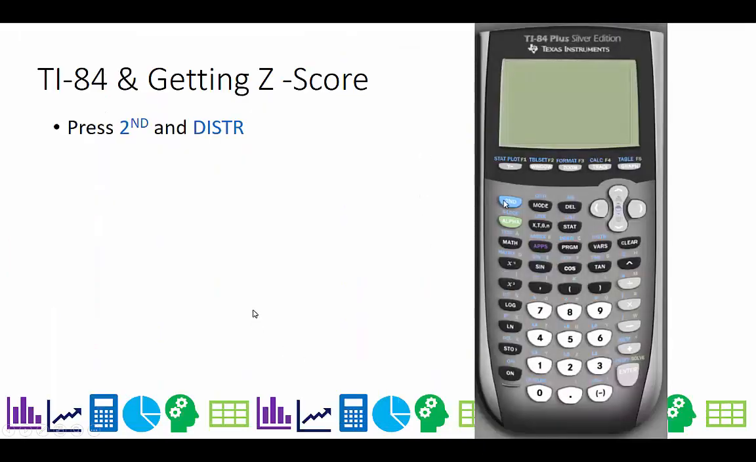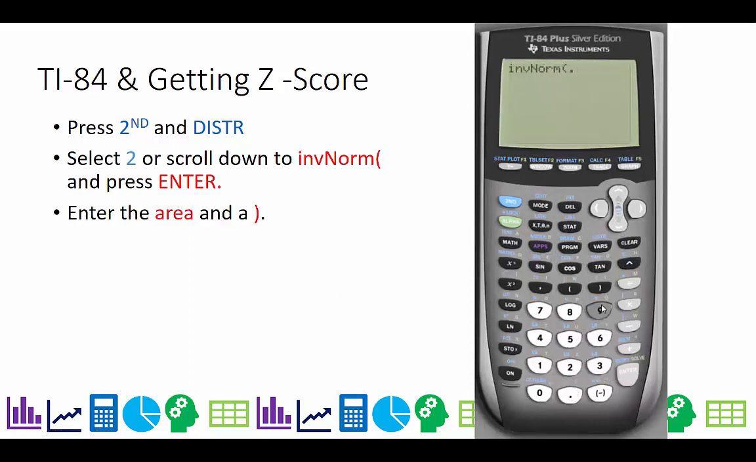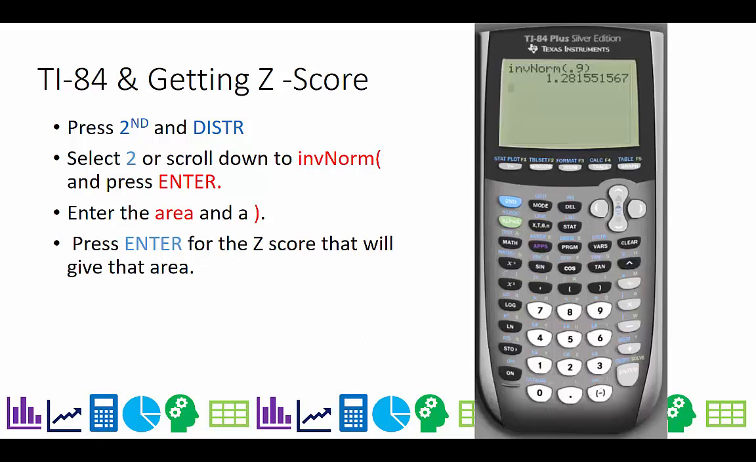Now, it's way easier to get a z-score on your calculator. First of all, you're going to press second, distribution, just like you did when you did normal CDF, except now you're going to scroll down to inverse norm and press enter. Enter the area to the left in parentheses and enter, and that will get you the z-score for that area.